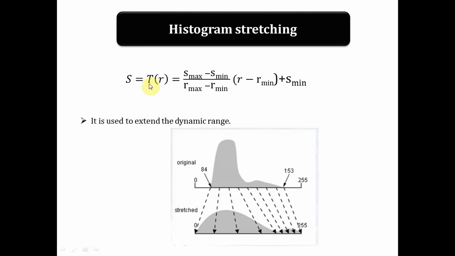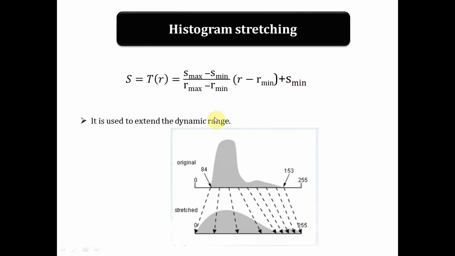Now what is the transformation? This transformation is nothing but S max minus S minimum divided by R max minus R minimum. S max and S minimum are the desired output, that is along your y axis, and R max and R minimum are the input. Then, R is the input value at present; you have to subtract the R minimum from the original value of the input image, and you have to add S minimum.